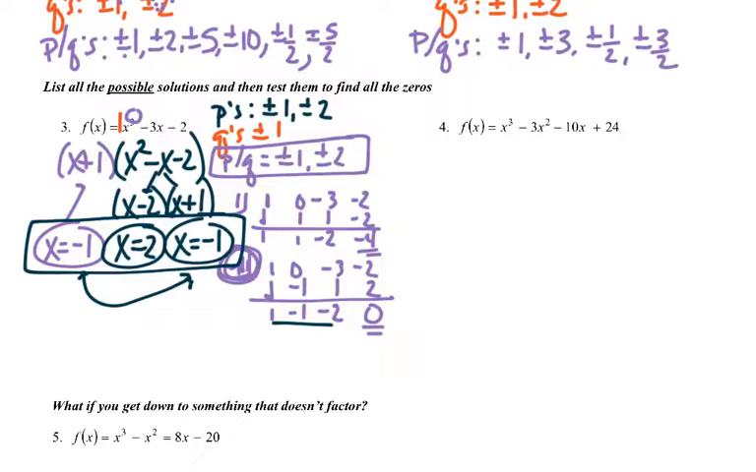Next one, and I'm going to jump ahead here to just the P over Q list. Because the Q's are 1, the P over Q list is going to be the same as the P list, or it's going to be numbers that go into 24, which are many, right? I can't test all those numbers, right? Plus or minus 12, plus or minus 24.